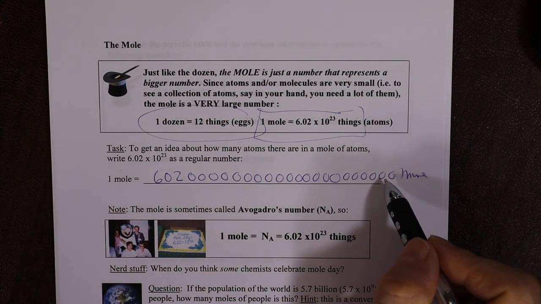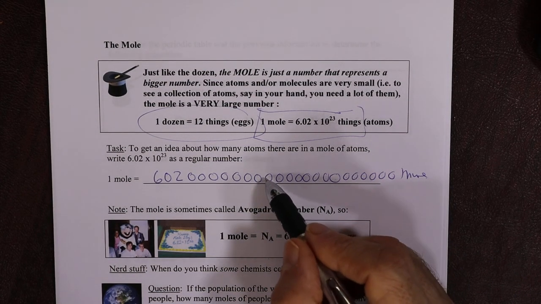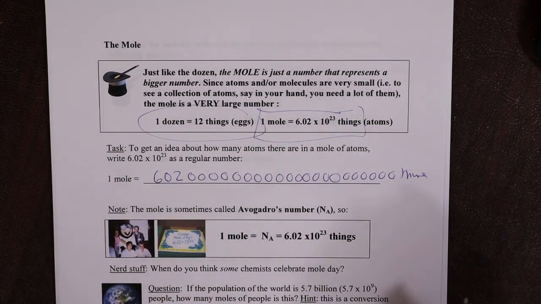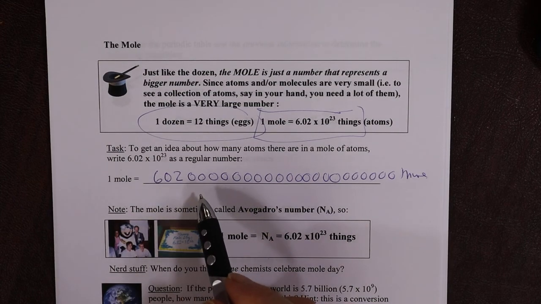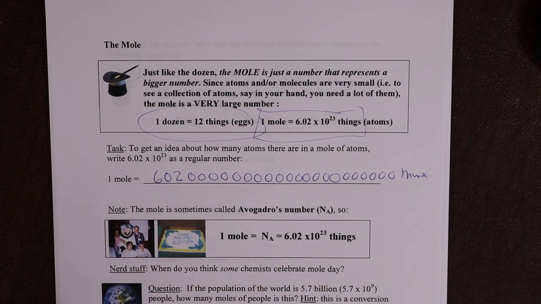Let's just double check. 1, 2, 3, 4, 5, 6, 7, 8, 9, 10, 11, 12, 13, 14, 15, 16, 17, 18, 19, 20, 21, 22, 23. Yeah, okay. Now, 6.02 times 10 to the 23 is one of those classic numbers in chemistry. It will be on the data sheet, but you'll get to learn it through use quite simply.